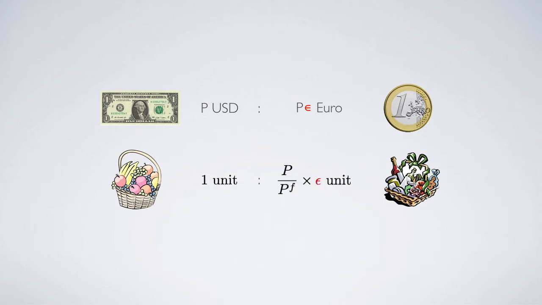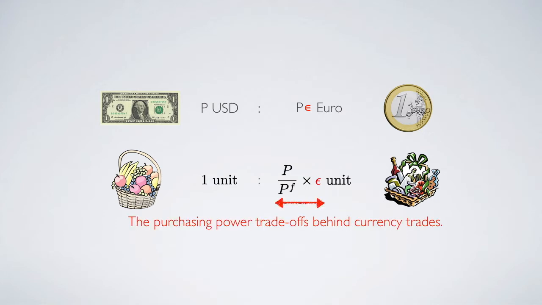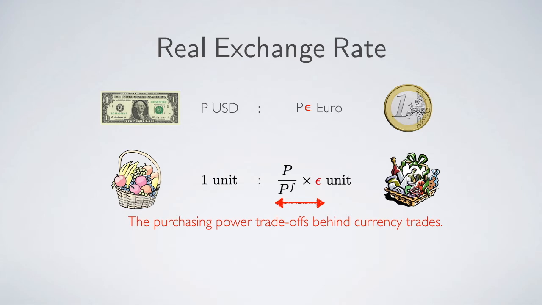We rewrite it in this way, and then this expression is called the purchasing power trade-off behind currency trades, and we usually call it the real exchange rate of US dollar against euro.